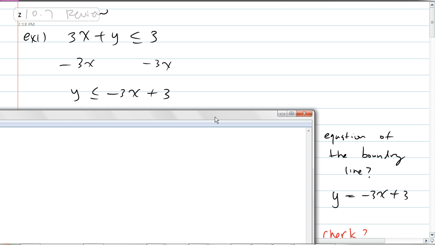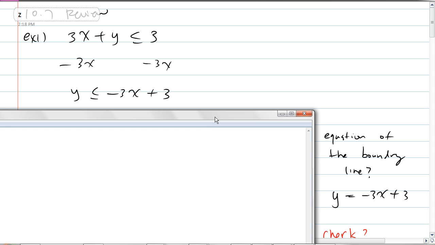Okay, so where do we start? Your y-intercept is at 3. Your slope is negative 3. So you start at the y-intercept at 3, go down 3 and to the right 1. Remember? Is this going to be solid or dotted? Solid, because it says y is less than or equal to. And so it's going to be solid.